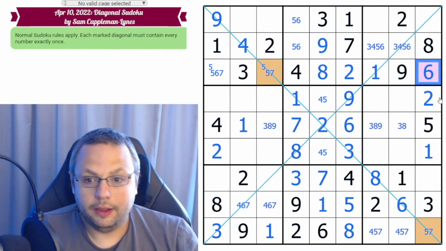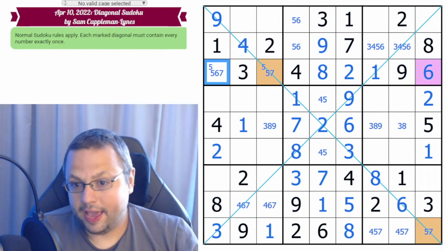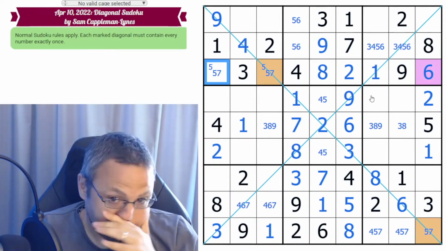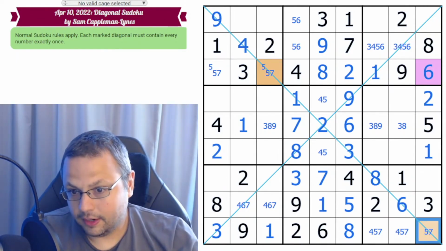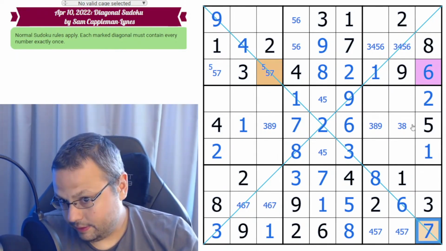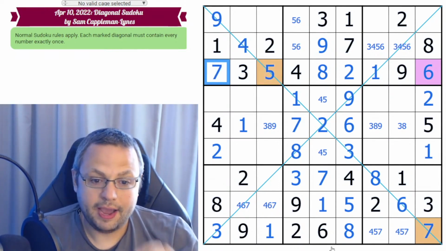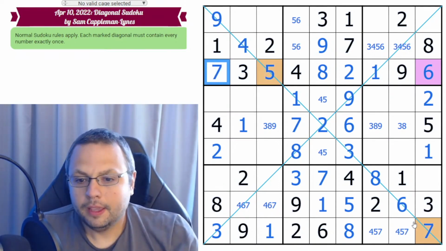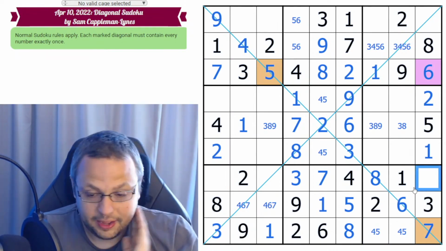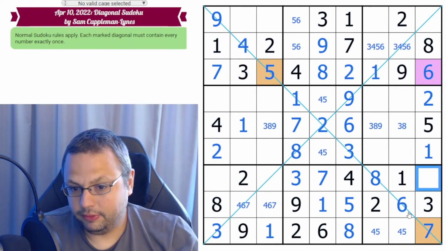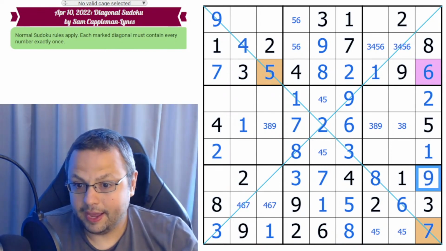Okay. So now that we have that, we can do that. And now that I've done those examples, I can see that this 5 here gives me a 7 down there, which gives me a 5 there and a 7 there. These aren't 7 anymore. This is a single for the box. We've got 1, 2, 3, 4, 5, 6, 7, 8. This is the 9 for the box.